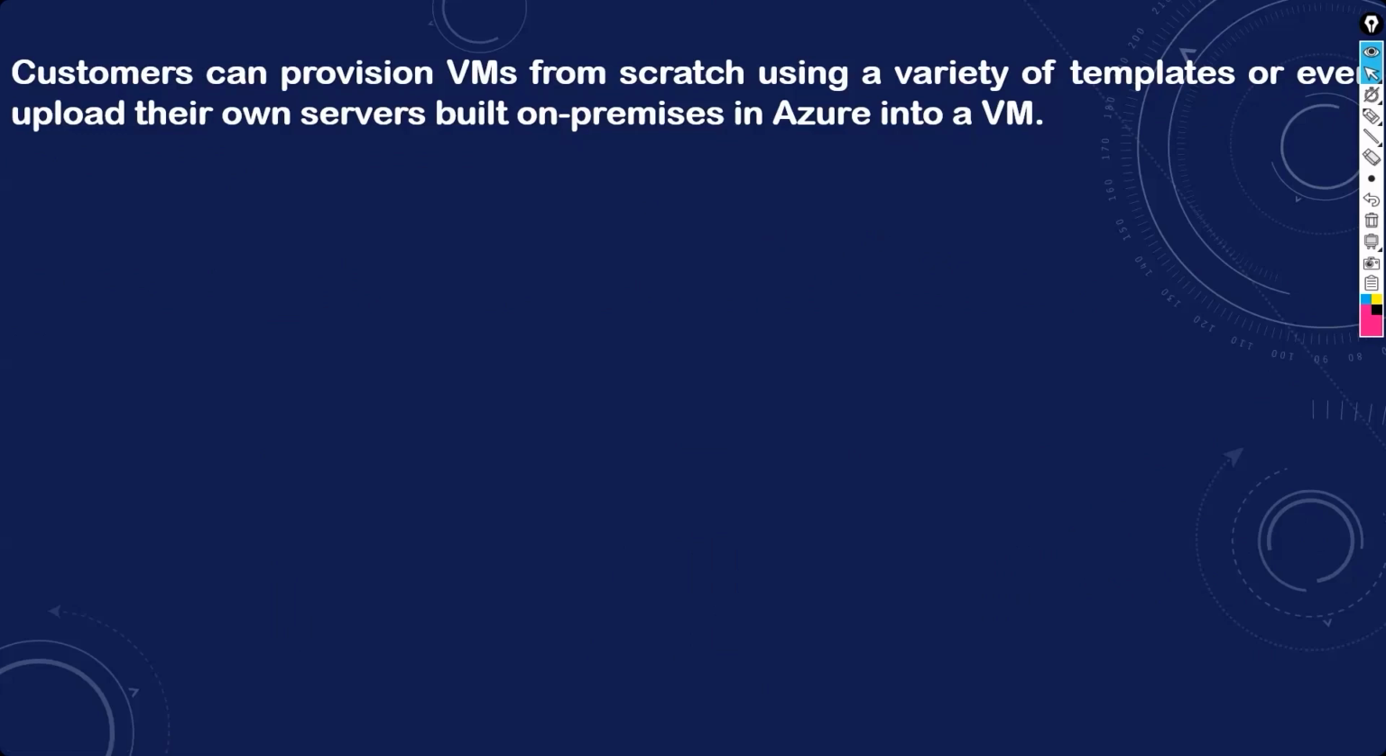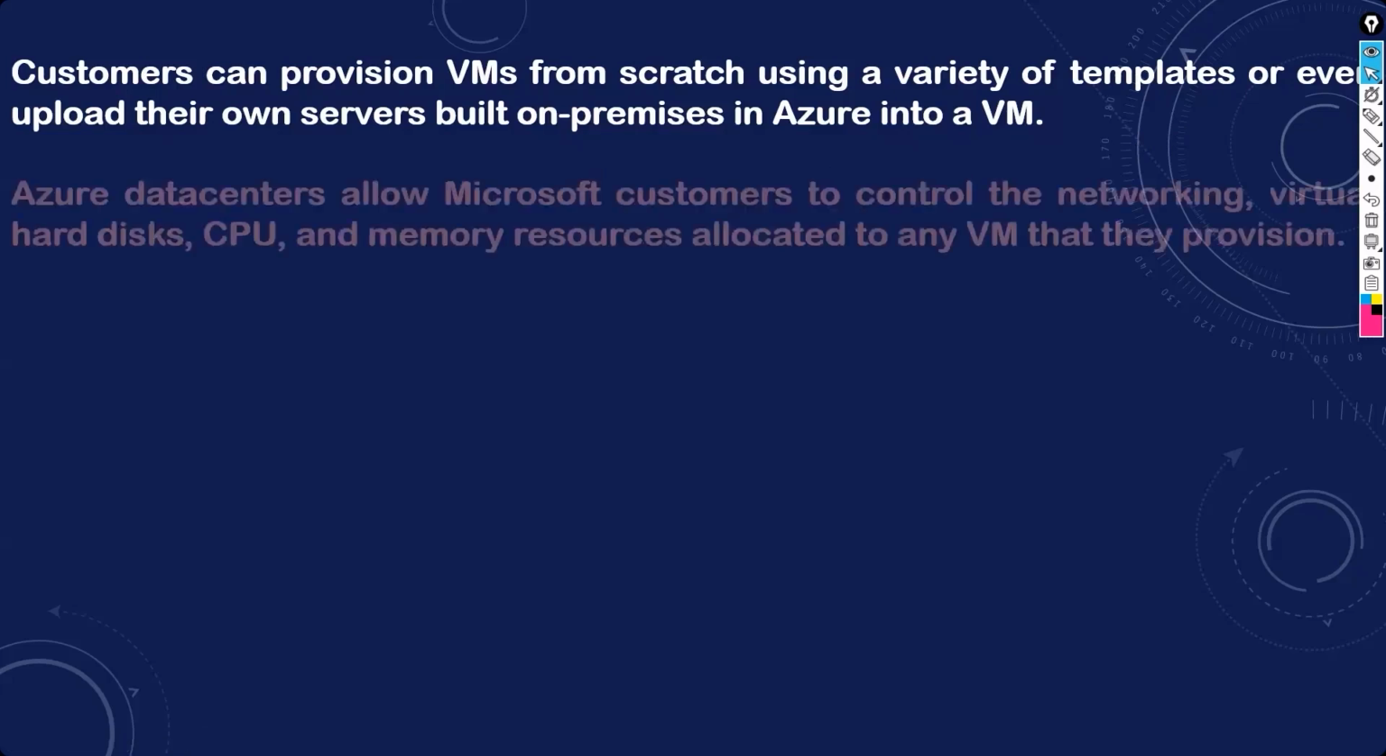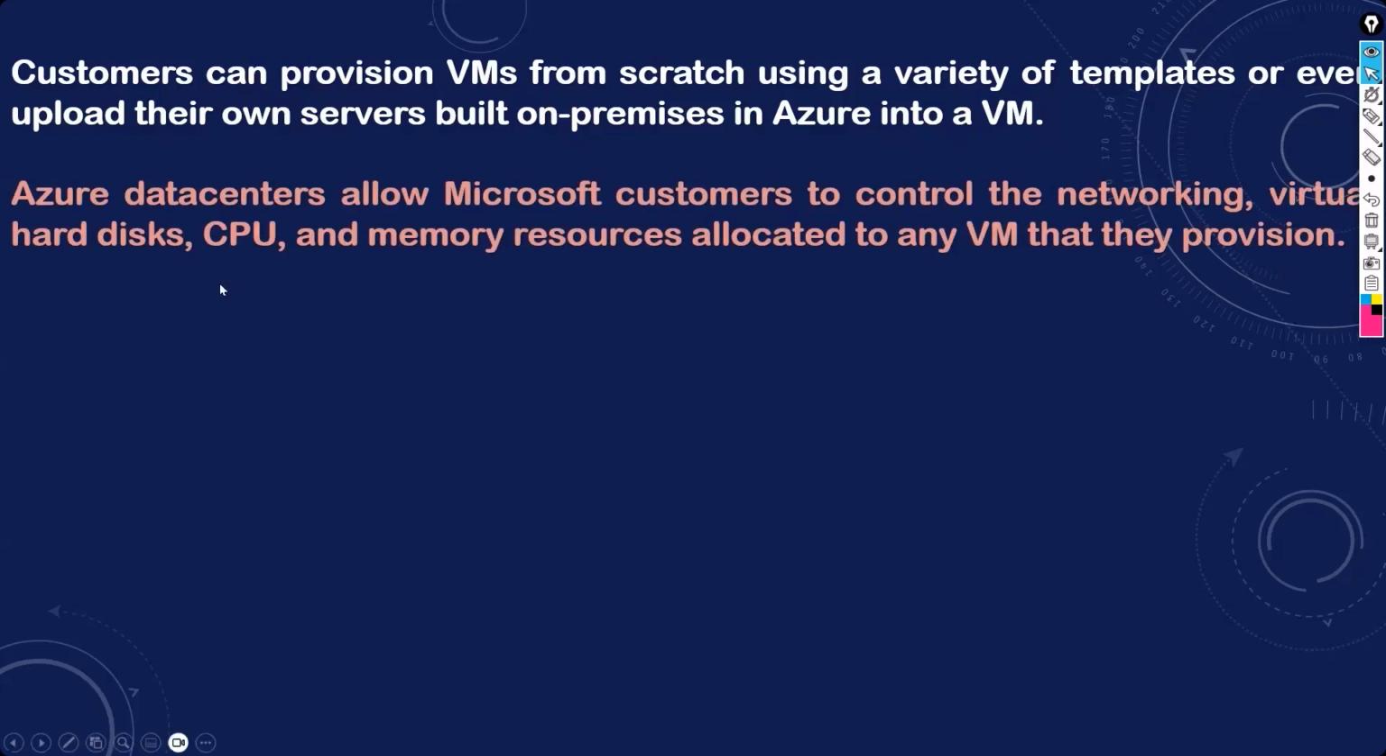Or you can also bring a virtual machine from your traditional data center. Okay, you don't want to create it in the cloud, but you already have one. You want to bring it from on-premises to the cloud, well, you can do it. Azure Data Centers allow Microsoft customers to control all aspects of a virtual machine: networking, hard drives, CPU, memory. And that is the reason why customers prefer the virtual machine service compared to containers, Kubernetes, functions, app service, right? Compared to other compute options.